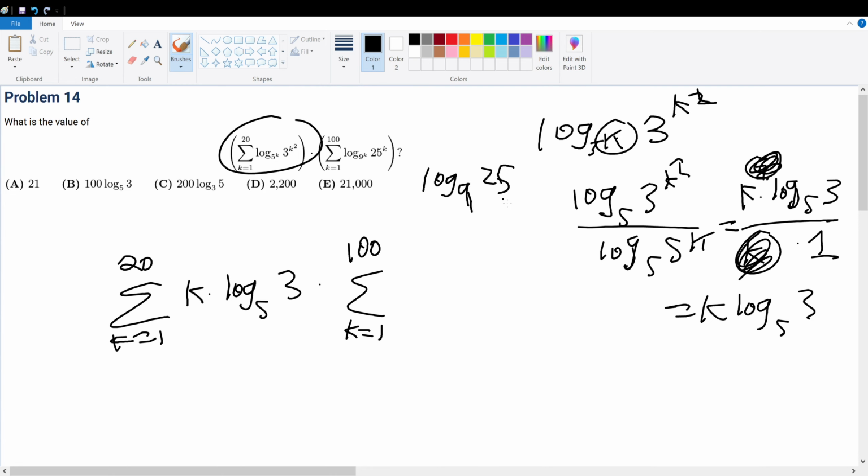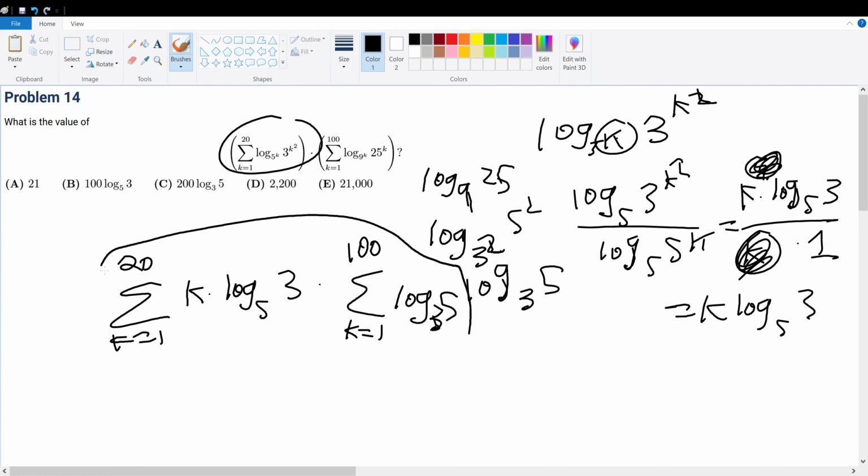But notice how we can rewrite this even further. That's just log base 3 squared of 5 squared. And then applying the same formula again, we have log base 3 of 5. So log base 3 of 5 will go right here. Now that we have these simplified summations, we can evaluate it as such.